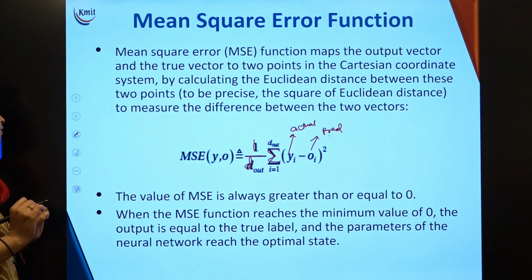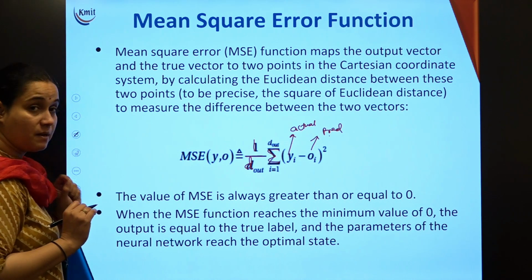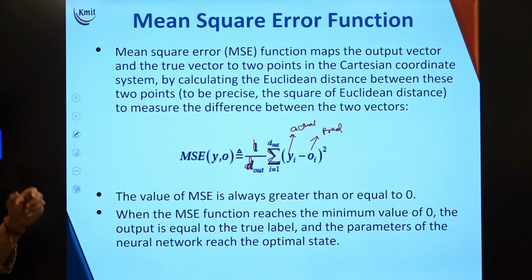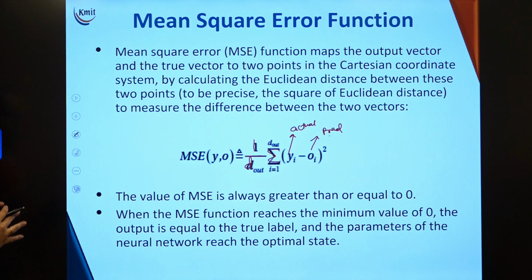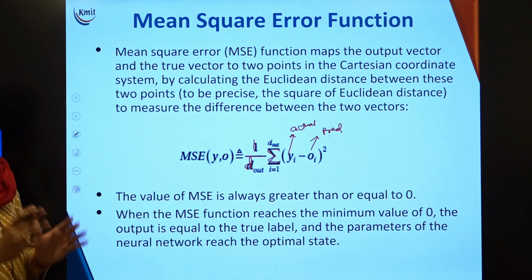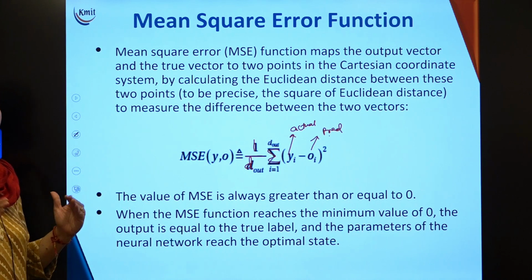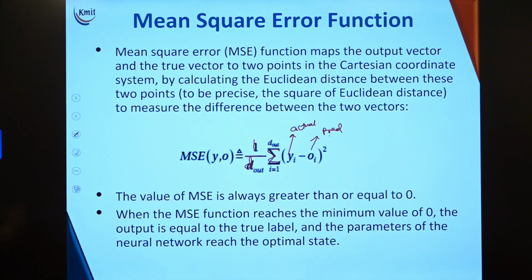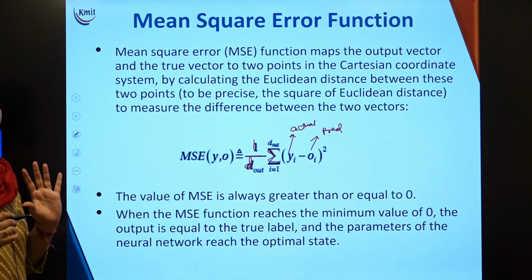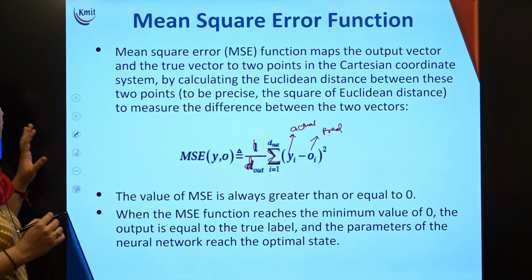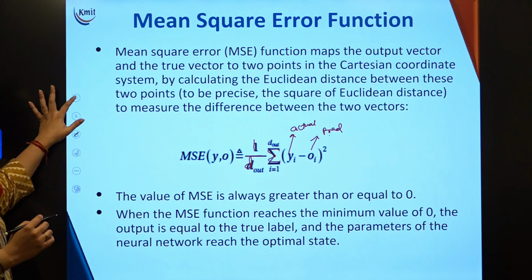Whenever the mean square error function reaches the minimum value of 0, that means the predicted output is exactly matching the real output, which we call the true label. And then the parameters of the neural network are perfect, they are in the optimal state. So you always make sure that your neuron model gets a minimum error, almost 0. When you approach that, your neuron model has reached an optimal state, and you stop there and say the parameters are also optimum parameters.